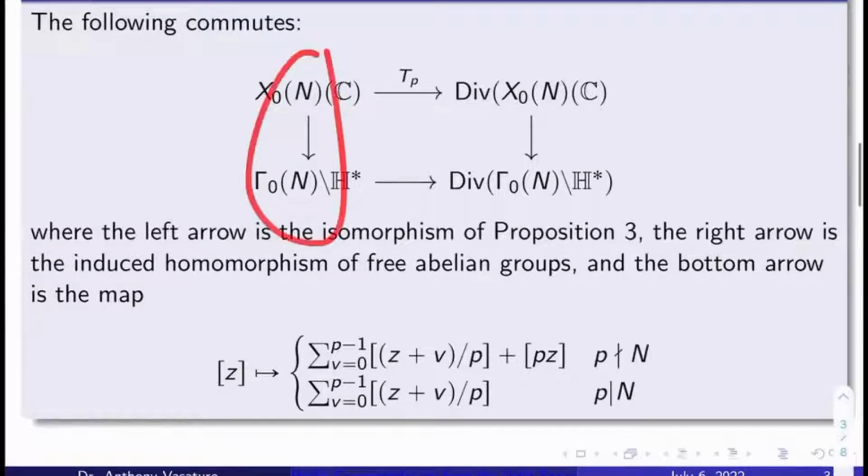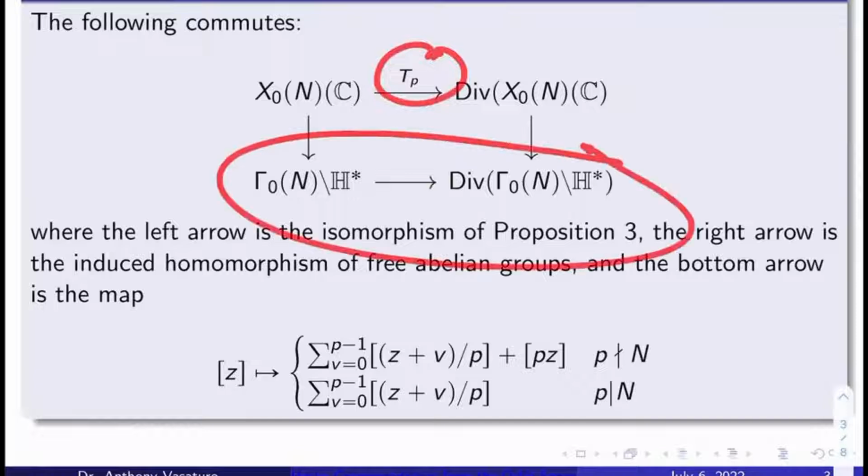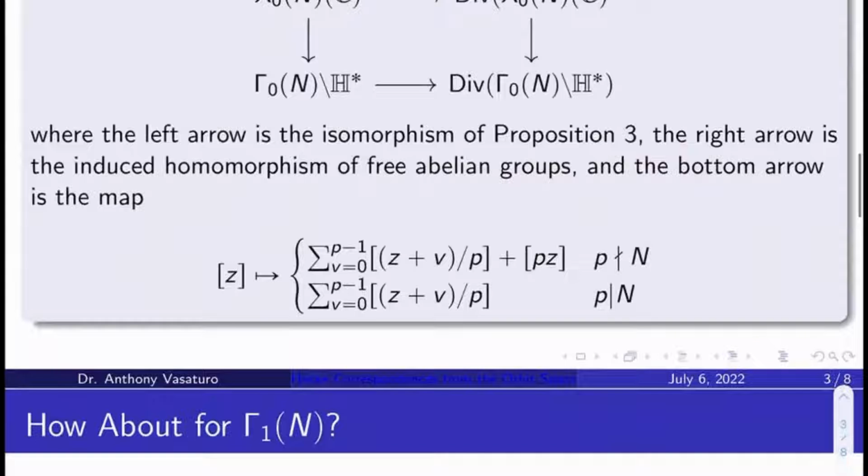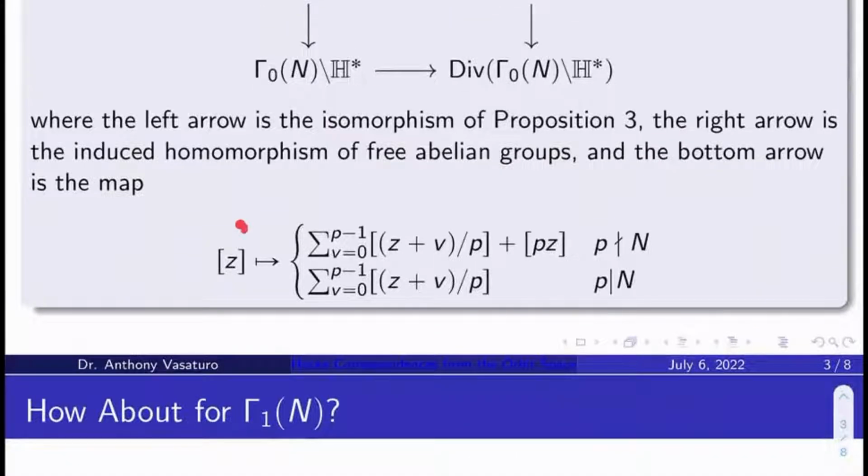We know this isomorphism induces an isomorphism on divisor groups. That's just always how it works with divisor groups. So the question is, is there a map on the bottom here that commutes this diagram? In other words, is there a way of thinking of the Hecke correspondence congruence subgroup or orbit theoretically? And the answer is yes. So here's what the map is. It will send the orbit of z here to the following divisor.